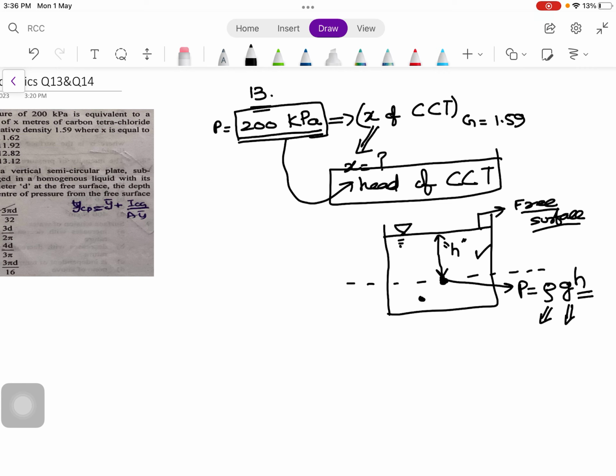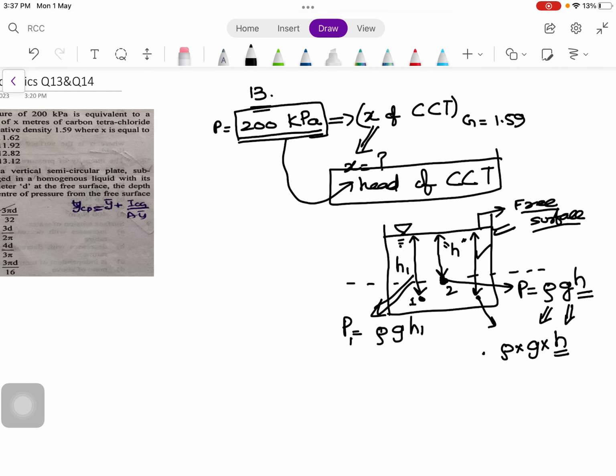Suppose if we want to know the pressure at another depth, say this depth is h1, the pressure at this point, say this is point 1, is rho g h1. We can assume any random point in this container, and the pressure at that point is rho times g times the depth of this point from the free surface.